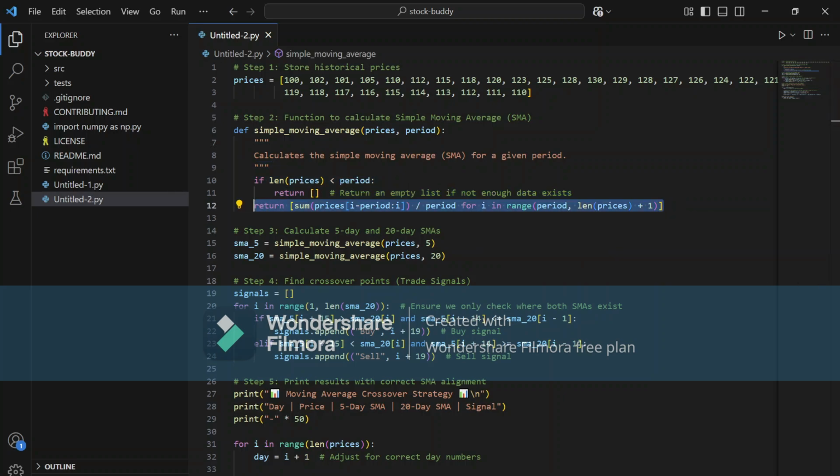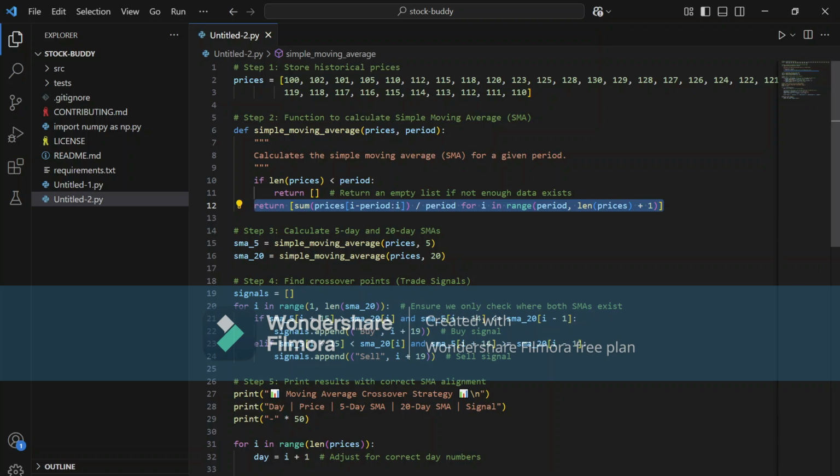Looking here, this line is pretty much calculating the SMA for every day where enough data exists. It adds up all the last few days and divides it by the period. So for 5 days, it's going to add up that 101, 102, 101, 105, and 110, and divide it by the number of entries that it took, so 5, and it'll give us 103.